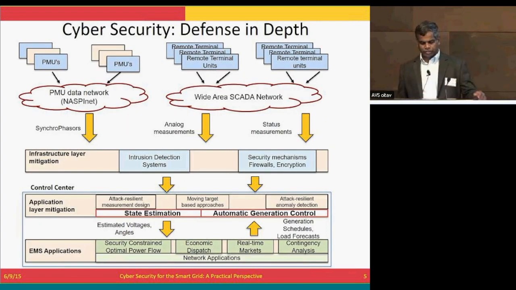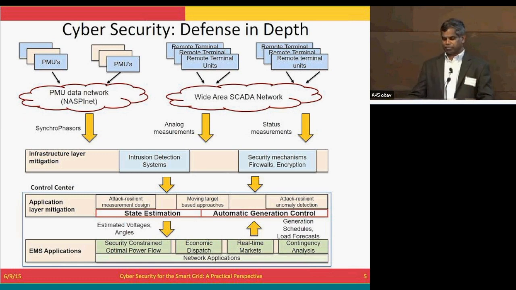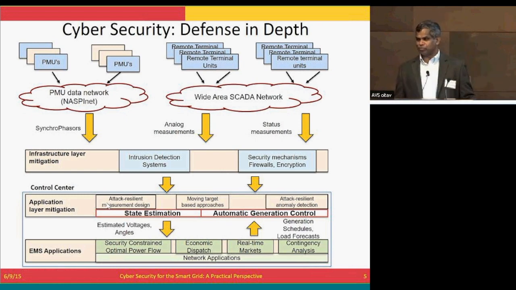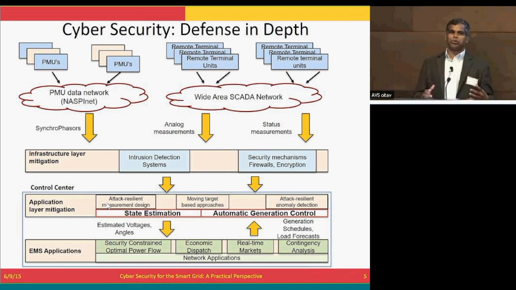So this is the other chart, just to illustrate what is defense in depth. I mentioned one could have infrastructure layer security, like a firewall and intrusion detection. Then you go into the application layer. Each one of those applications in the energy management system, state estimation, or AGC, or contingency analysis, all critical applications, can be secured. Whatever data they rely on can be validated through anomaly detection. Whatever decision they make, there are some techniques there as well.